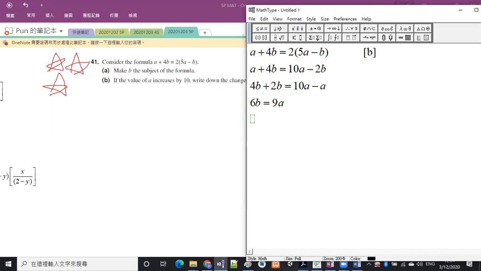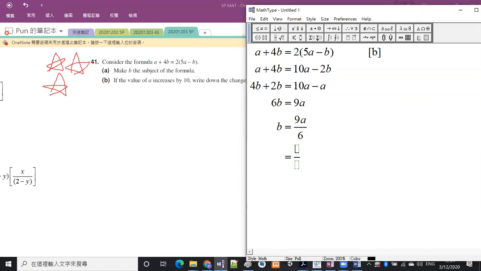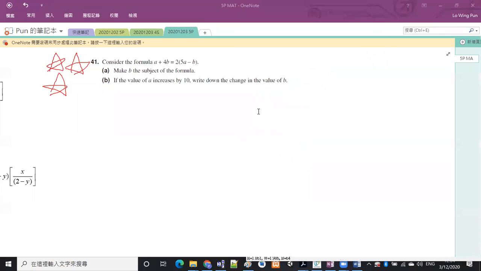I want b to be the subject, so I just need to divide the 6 to the right-hand side. b will be equal to 9a divided by 6. Okay, but don't stop here because 9 and 6 has a common factor which can be cancelled by each other. So it will be equal to 3a over 2. Okay, so left-hand side is still b. And now b is alone on one side. And on the other side, there is no more b term. And that will be the answer. Okay, so this is the answer of part A.